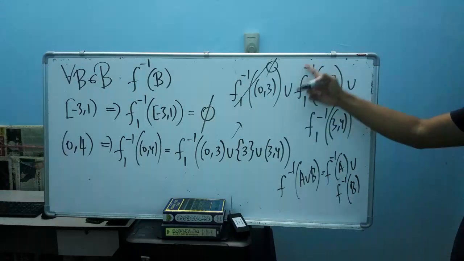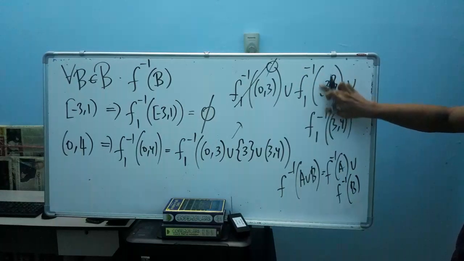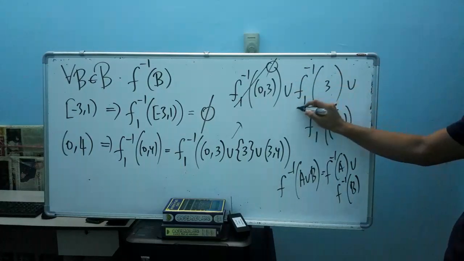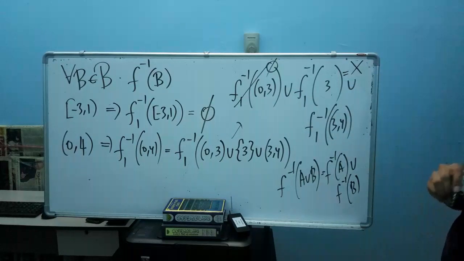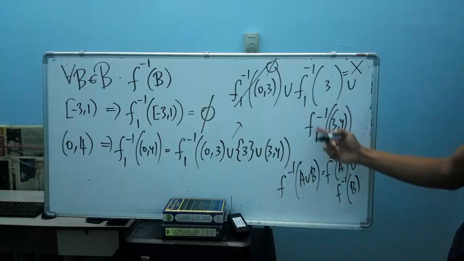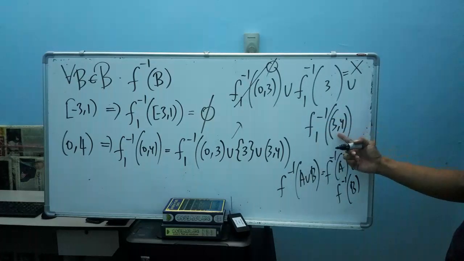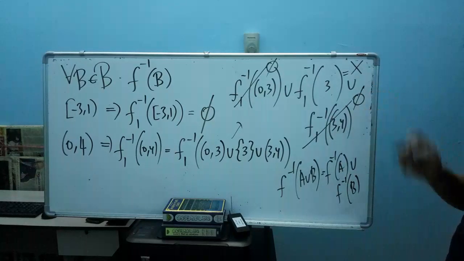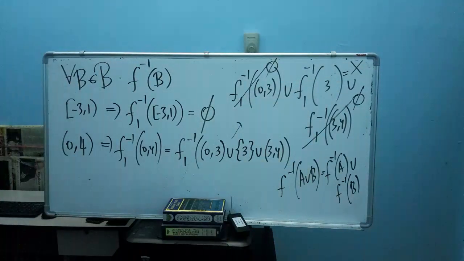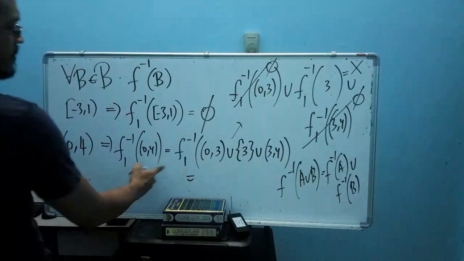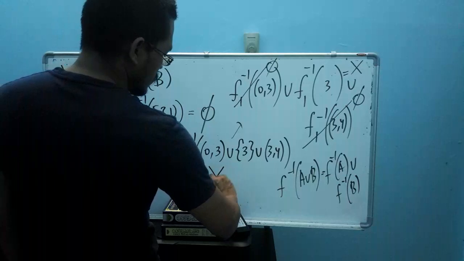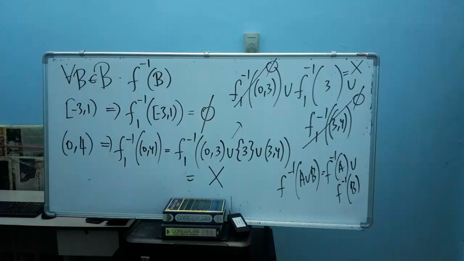How about this one? What is the pre-image of 3? The pre-image of this value, because we have only the single value 3 here. So this one is equal to x. How about the pre-image of 3, 4? We find the pre-image of all values in this interval. Since we don't have 3, this is the empty set. Therefore we have empty set union x union empty set, so this is equal to x.